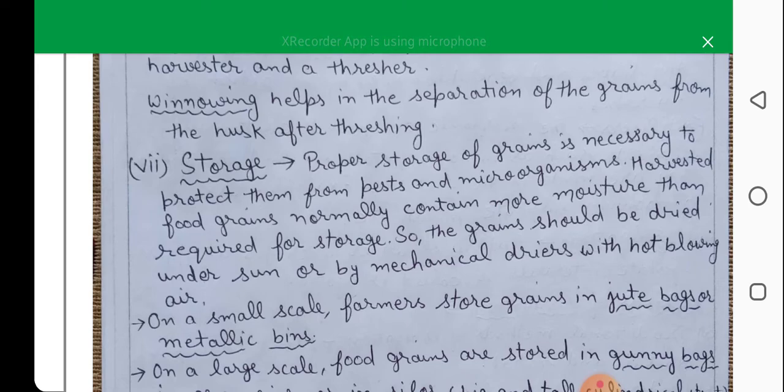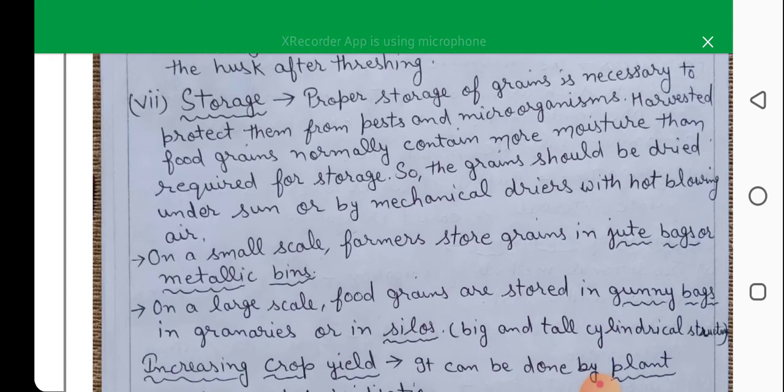Next one is storage. Proper storage of grains is necessary to protect them from pests and microorganisms. Harvested food grains normally contain more moisture than required for storage, so the grains should be dried under the sun or by a mechanical dryer with hot blowing air.